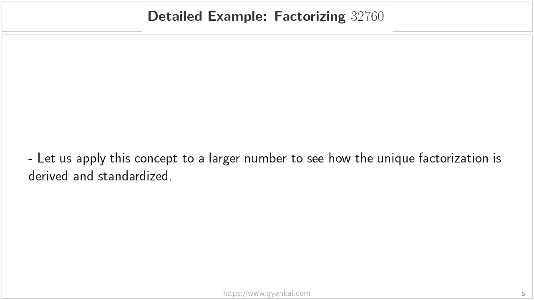Detailed example: factorizing 32,760. Now that we have understood the theory behind uniqueness and the idea of prime factors acting like a number's DNA, let's put this into practice. We are going to move away from small numbers like 60 and apply this concept to a much larger number to see how we can systematically derive and standardize its factorization.